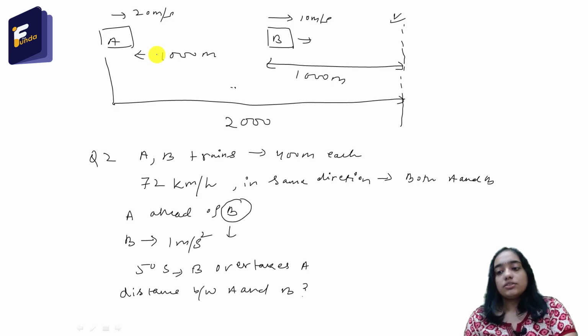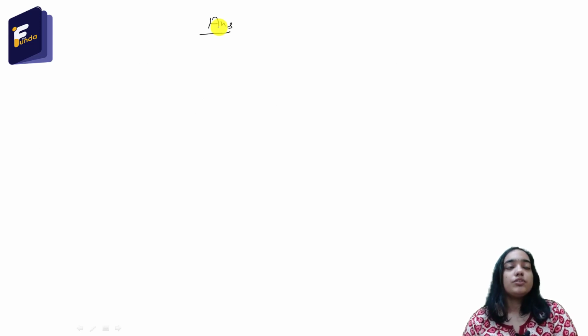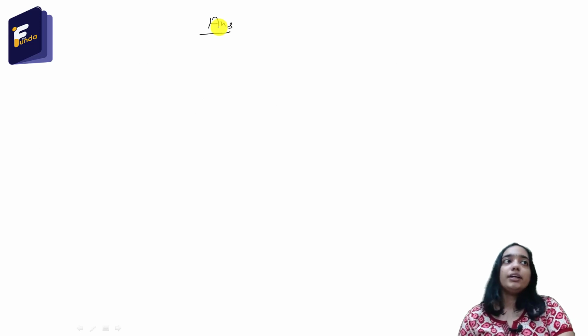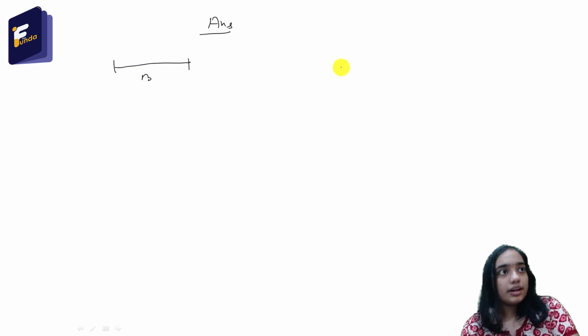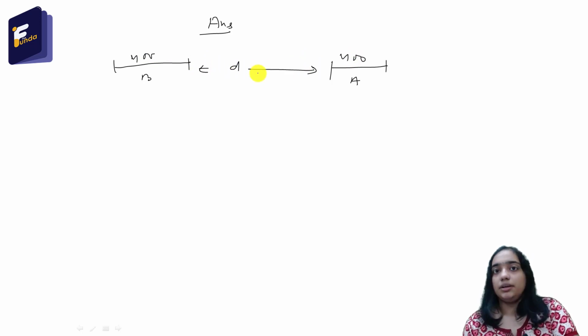Okay, so the answer to this question is, first we will diagrammatically represent the situation. What is the situation happening here? So if this is B and this is A, these are two trains. This is 400 meter, this is also 400 meter, and this distance is D.